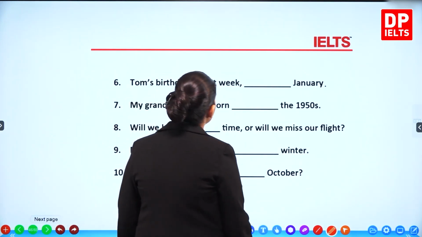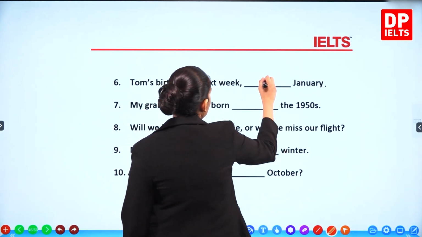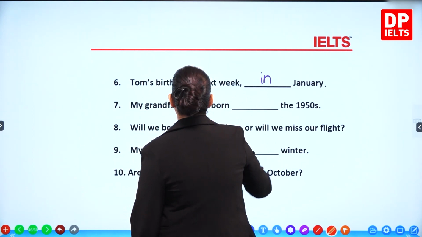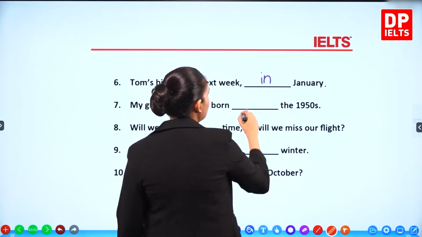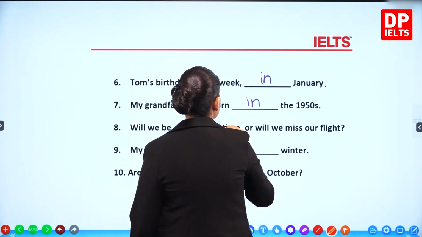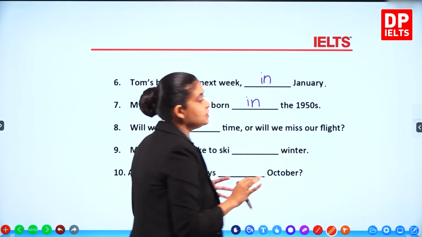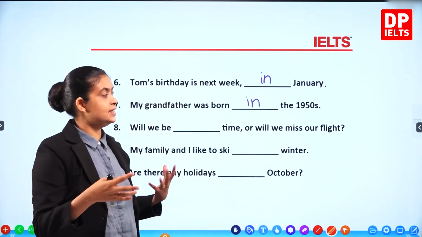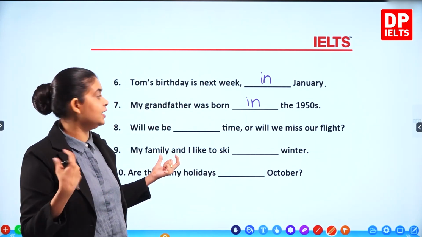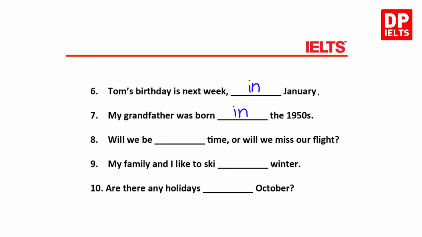Tom's birthday is next week in January. My grandfather was born in the 1950s. If you can remember months and decades and years, all of that had the preposition in. Tom's birthday is next week in January.